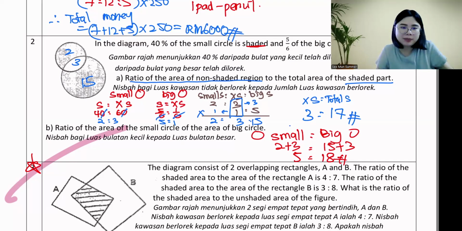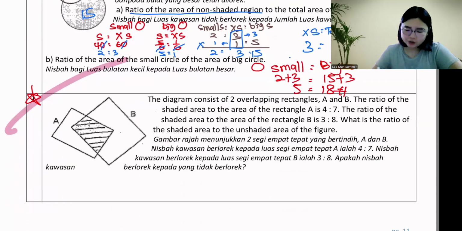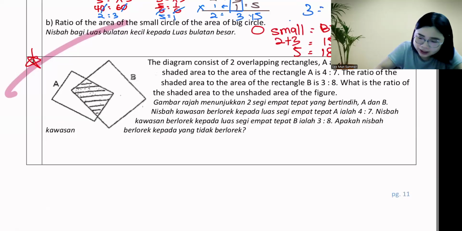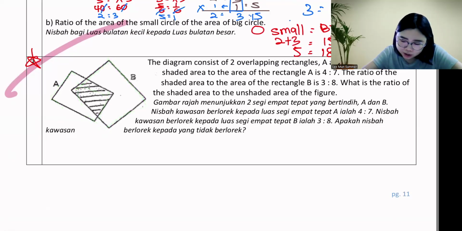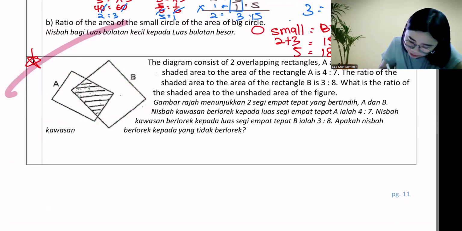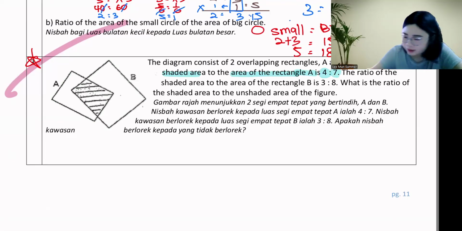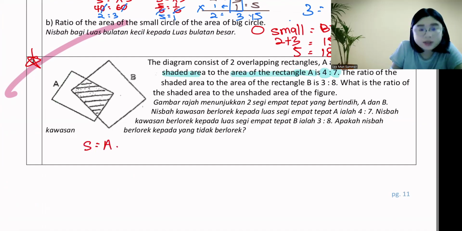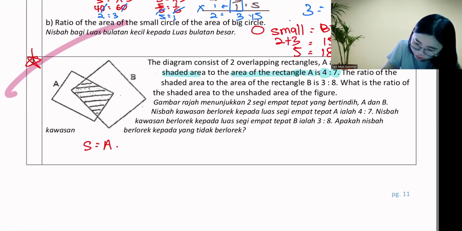Okay, last but not least, are you ready for the big boss question? Okay. We do again. The diagram consists of two overlapping rectangles again. So A and B. Can you see this is A rectangle overlapping, and then we have B rectangle. And then the ratio of the shaded area to the area of rectangle A, listen properly. Shaded area and area of rectangle A is 4 and 7. You know what is it? The ratio of the shaded area to the, I write it down, this is shaded, and this is A. A is the total area, so it's 4 per 7, correct? So 4 is the shaded area, as we know lah, and it's called the rectangle A.